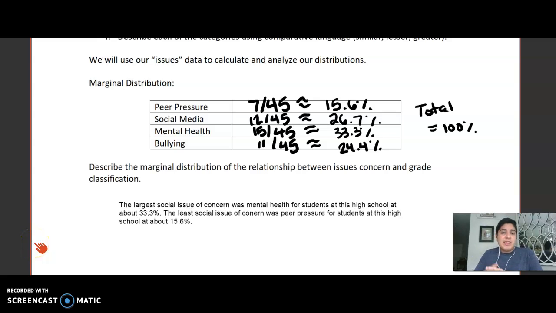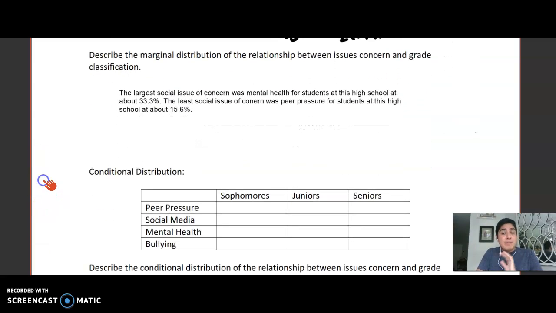Alright, so hopefully not too complicated. I found the rest of these percentages here, and when I describe it, I always want to include context, and that can include just copying the problem again and then adding in the values and terminology. So if I were to describe this distribution, I would say that the largest social issue of concern was mental health for students at this high school at about 33.3%. And the least social issue of concern was peer pressure for students at this high school at about 15.6%. So notice I'm using greatest and least, and I'm giving some context behind that. Bullying and social media were right in the middle, so you could also add a sentence to comment on that as well. But at the very least, you need to talk about the greatest concern and the least concern.